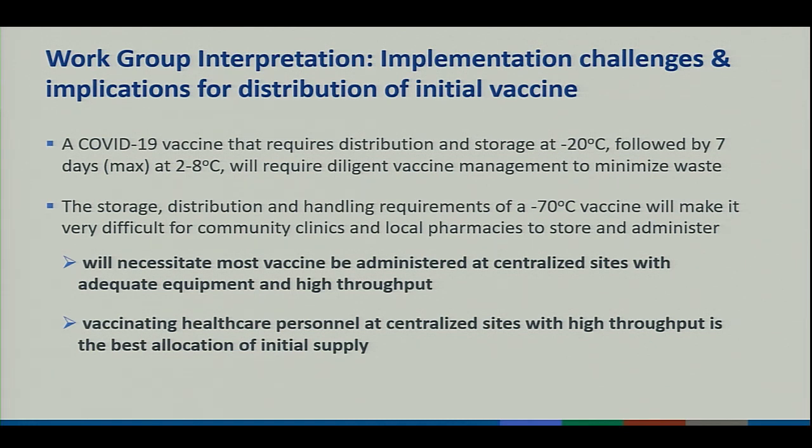The storage, distribution, and handling requirements of a -70 vaccine will make it very difficult for community clinics and local pharmacies to store and administer such a vaccine. Ultimately, this will necessitate most vaccine be administered at centralized sites with adequate equipment and high throughput. Vaccinating healthcare personnel at centralized sites with high throughput is the best allocation of initial supply. Next slide.